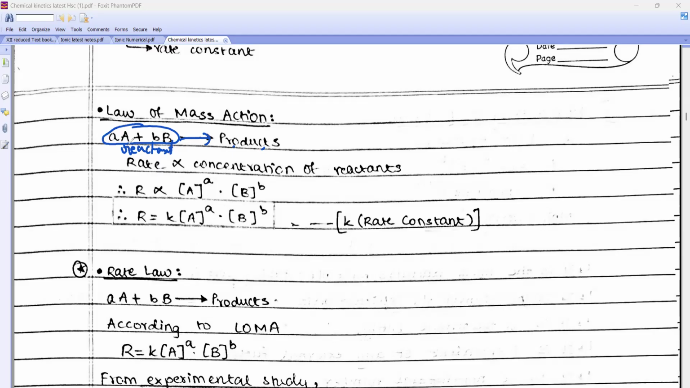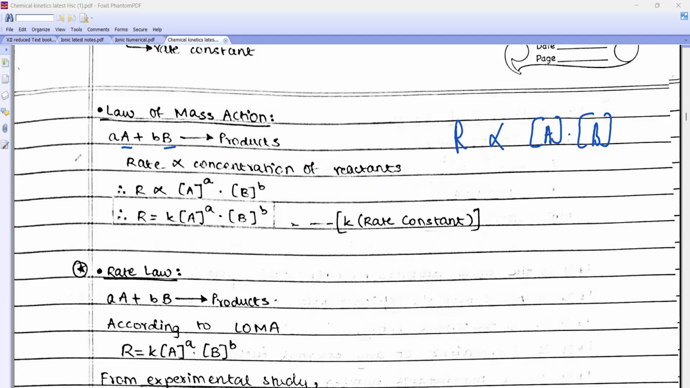Hey, this is my reactant. So my rate will depend upon whom? Initially I'll take reactant only. So what is the law of mass action? Rate of reaction is directly proportional to the concentration of reactant. So I have written rate directly proportional. Who all are my reactants? A and B. So I have written A, concentration, the product of the molar concentration of the reactants.